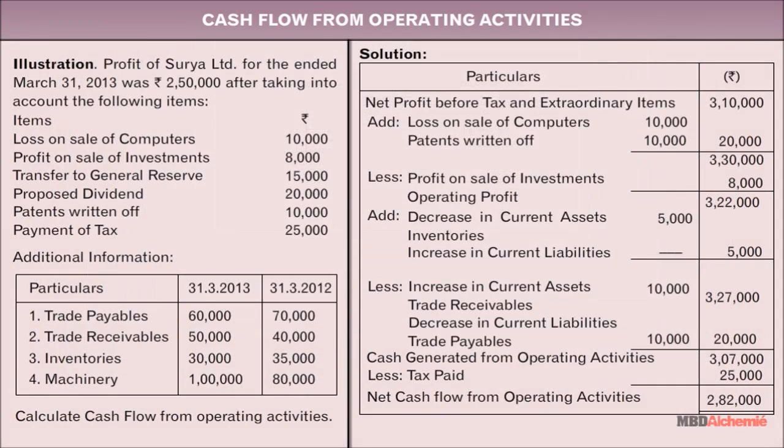To get operating profit, we need to add decrease in current assets and increase in current liabilities and deduct increase in current assets and decrease in current liabilities to get cash generated from operating activities. From that, we need to deduct tax paid to get net cash flow from operating activities.